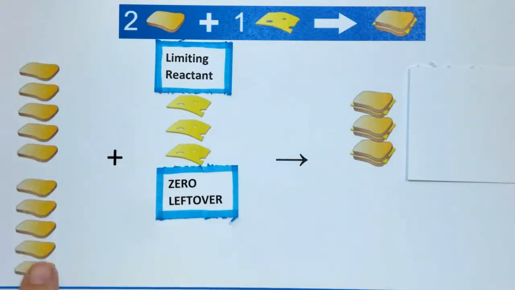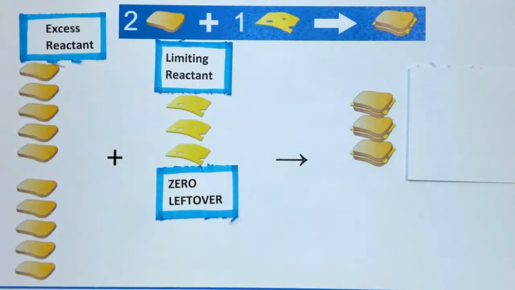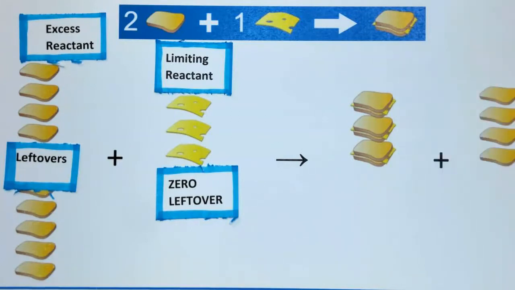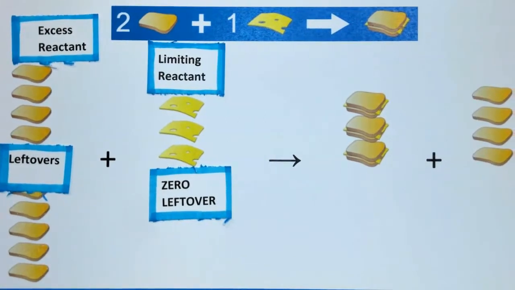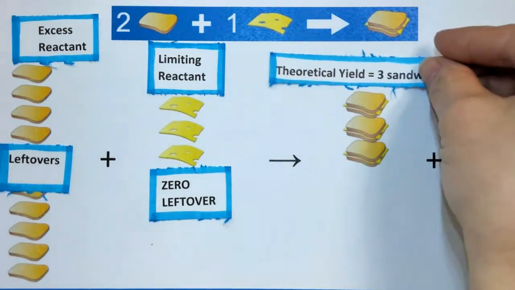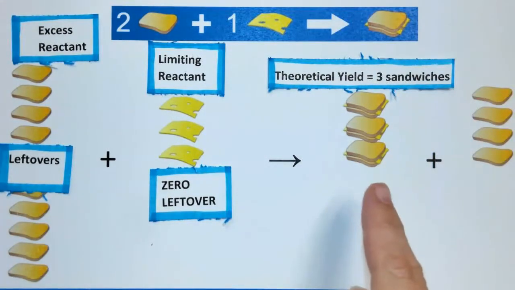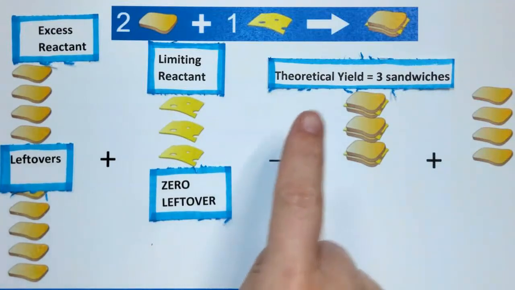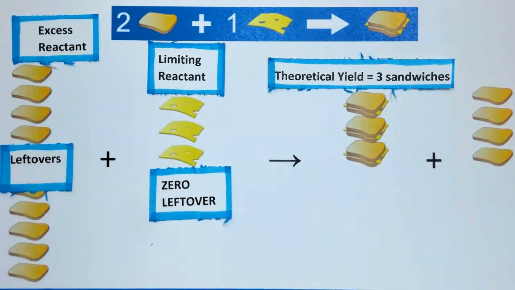But of the 10 slices of bread, we're only going to use 6 of them to make these 3 sandwiches, so the bread is known as my excess reactant, which means that I'm going to have some leftovers. Once I use 6 of my 10 pieces of bread, I'm going to have 4 of them remaining once I make my sandwiches. Now, this 3 sandwiches is known as the theoretical yield, which means if everything goes perfectly as planned on paper, I should theoretically be able to make 3 sandwiches.